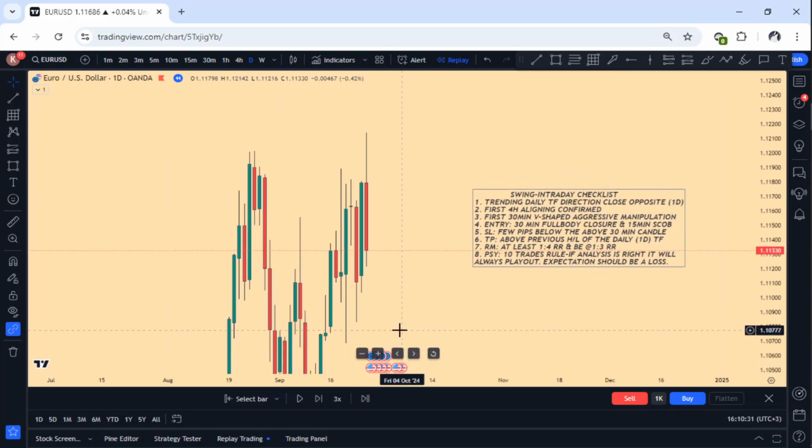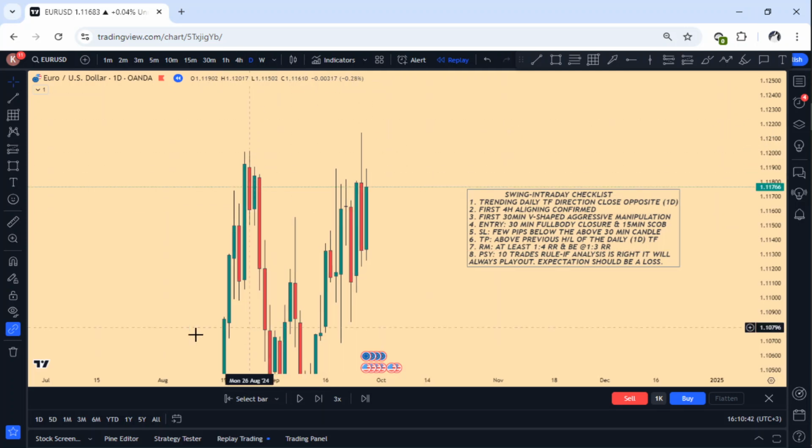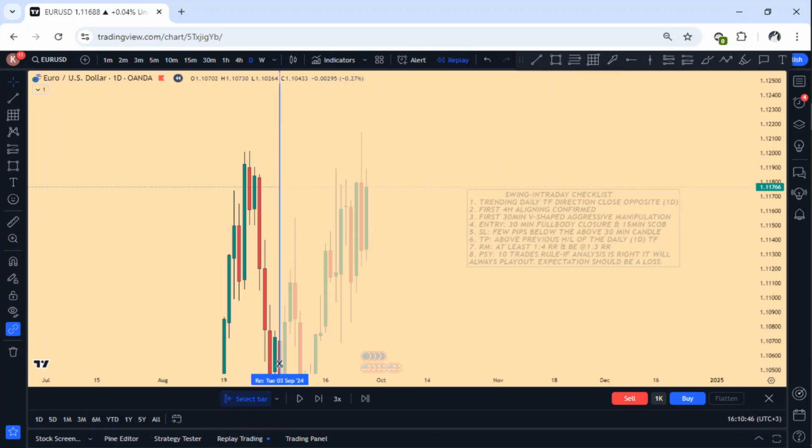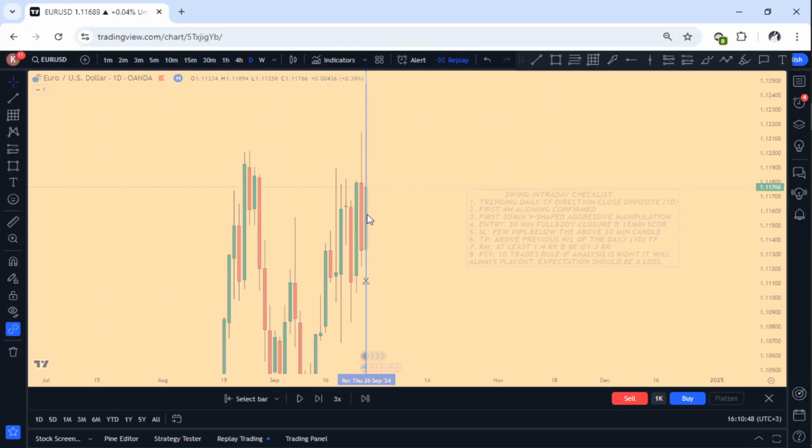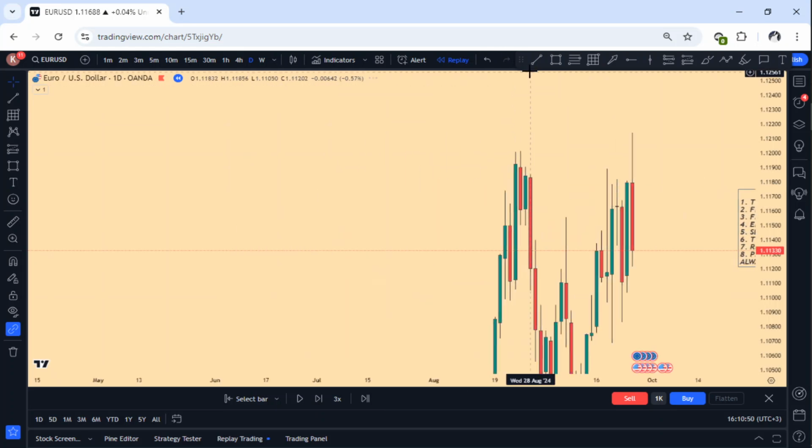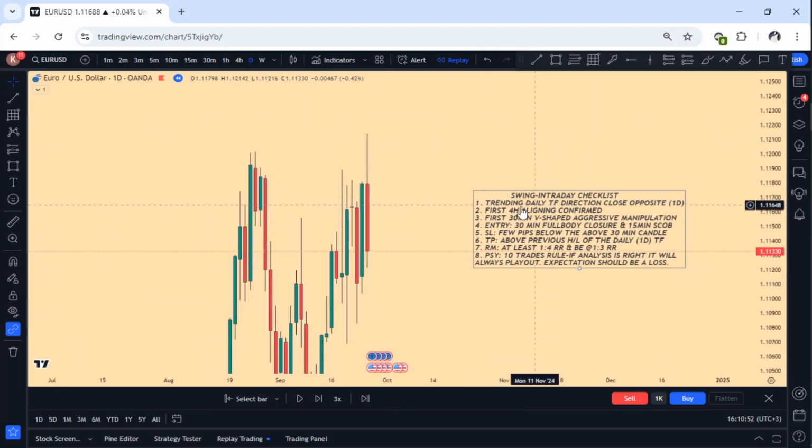So as you can see, this was on the 25th. We get a full body closure. So let's remove the first bar. We get a full body closure. The market is still on the buy trend, so we get a full body closure.